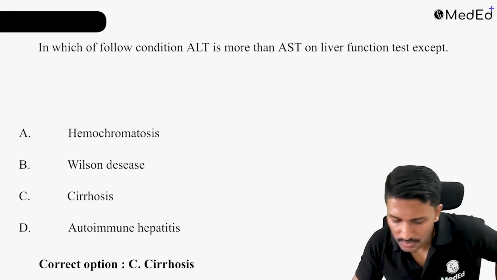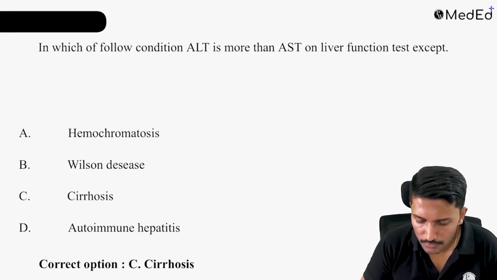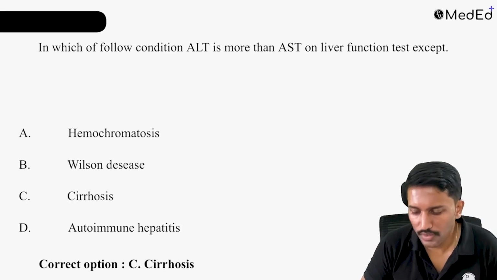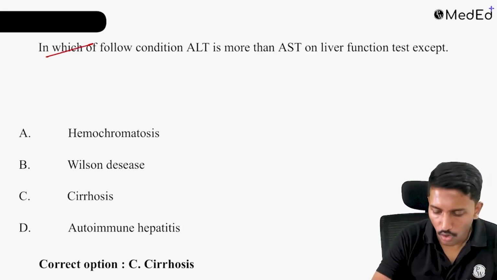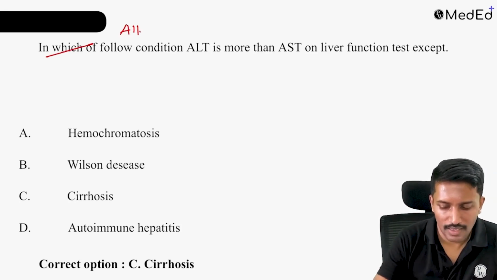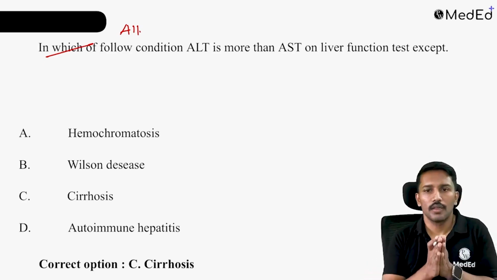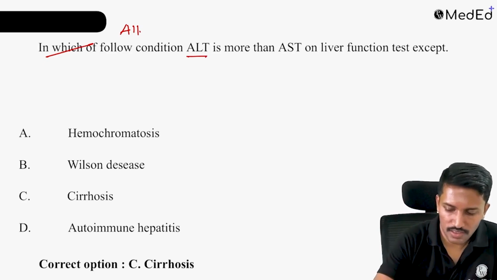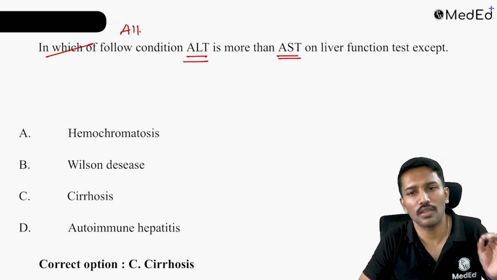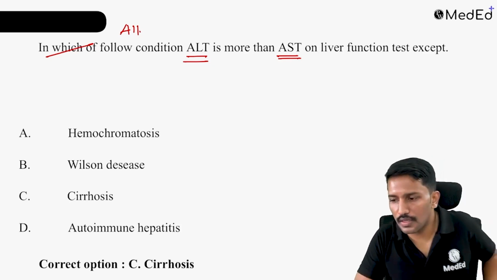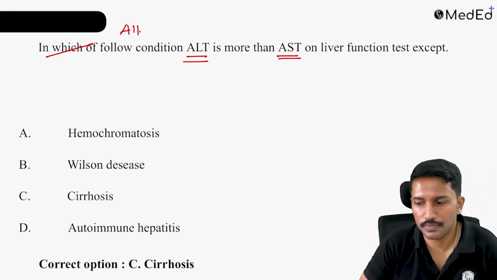Right, Ashutosh, it is the lipase which is more sensitive for the pancreatitis. Okay. In which of the following conditions is ALT more than AST on liver function tests? Basically the question is, all of the following conditions will have ALT more than AST except. Okay. So now please remember we do these two tests, right? ALT and AST. Can anybody tell me which one is more specific for the hepatocyte injury? Is it ALT or AST? Which one is more specific?